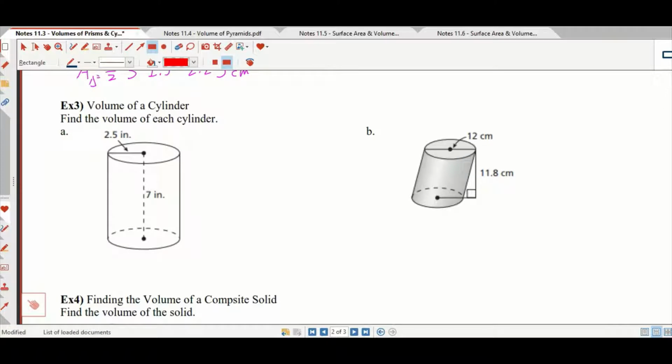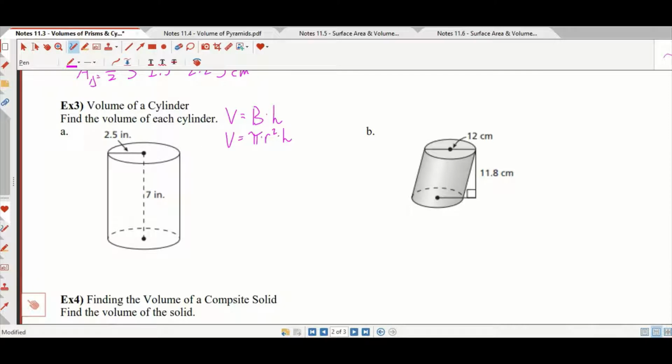Yay! So now let's find the volume of a cylinder. So remember, the volume of a cylinder is the same as the volume of a prism, where the volume is equal to the area of the base times the height. It's just in this case, the base being a circle means that the area of the base is pi times radius squared. The height's the height.